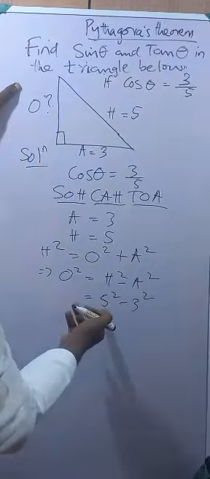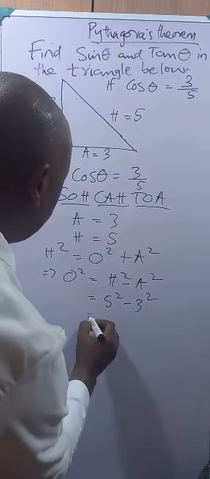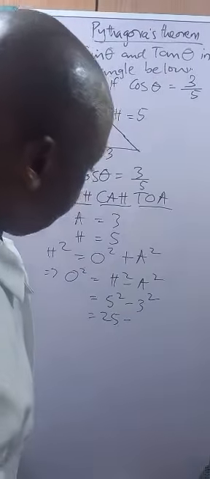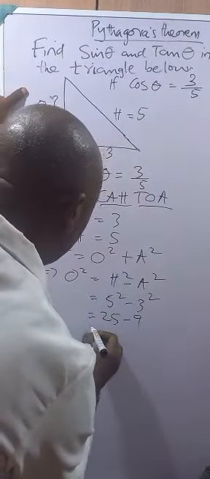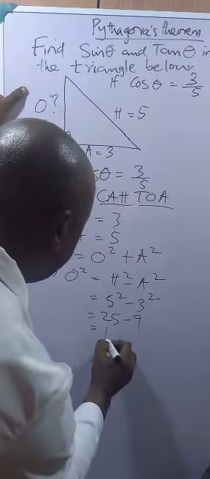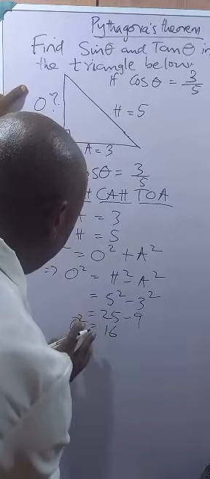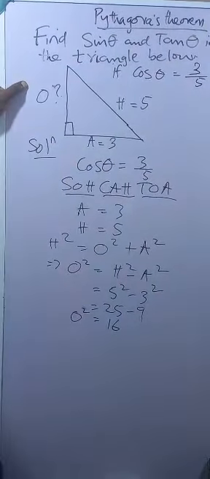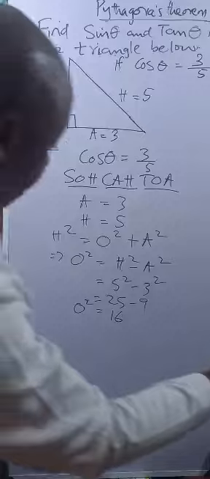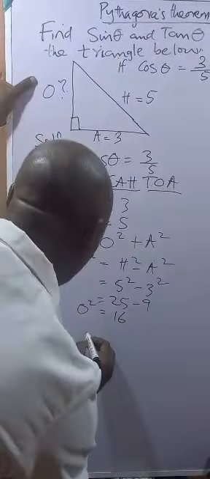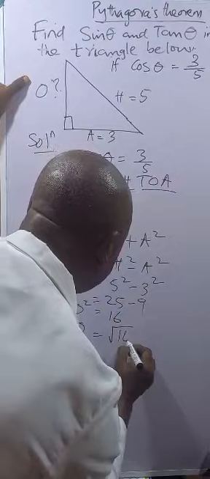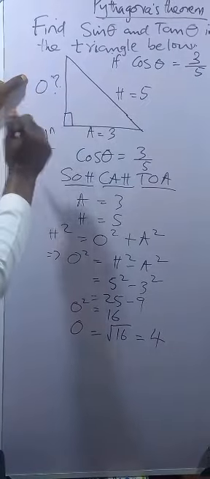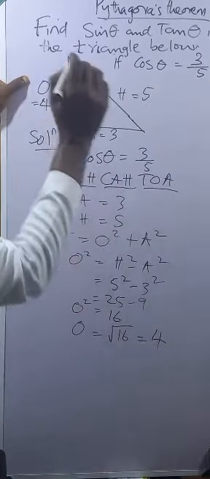What is 5 squared? 5 times 5, and that's 25. 3 squared is 3 times 3, which is 9. So 25 minus 9 is 16. So O squared is equal to 16. How do you find O? Simply take the square root of both sides. O will be equal to the square root of 16, and that is equal to 4. So the opposite is equal to 4.